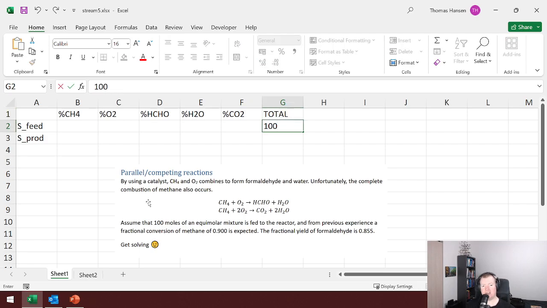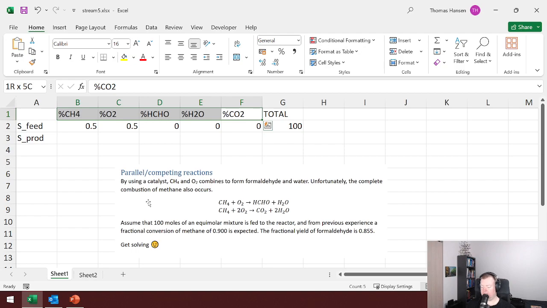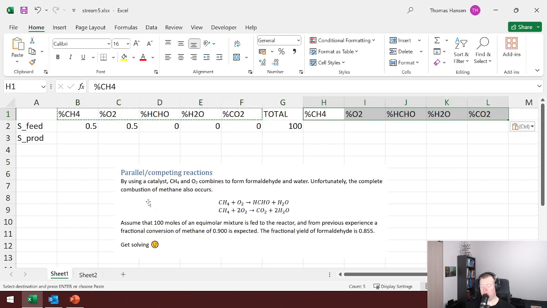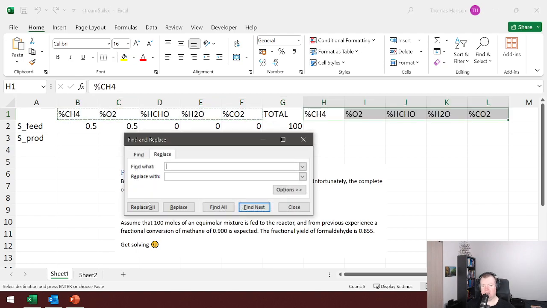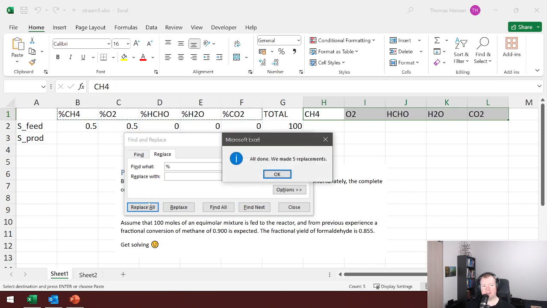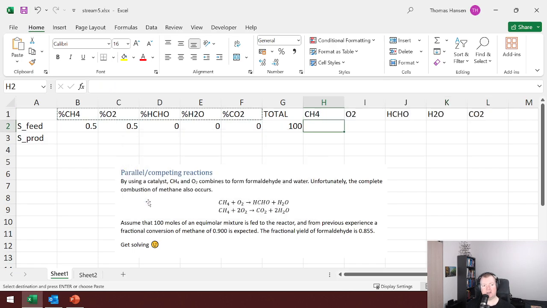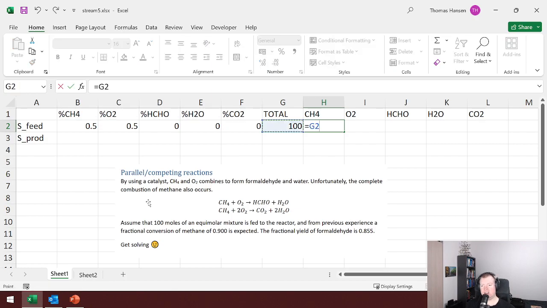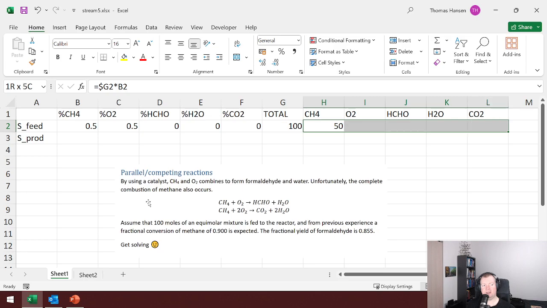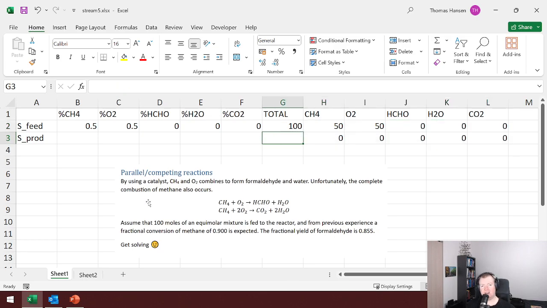We know that we start out with 100 moles, and we know that it's an equimolar mixture. So 50% methane, 50% of oxygen, nothing of the rest. And then I can easily calculate how many moles I have of the different components. So I just take the total amount multiplied by the percentage I have, and I can fill it right and down. Everything is now calculated there.